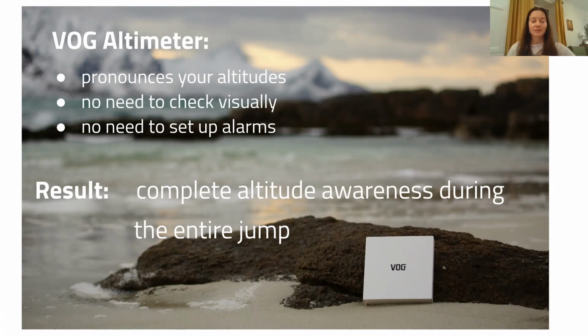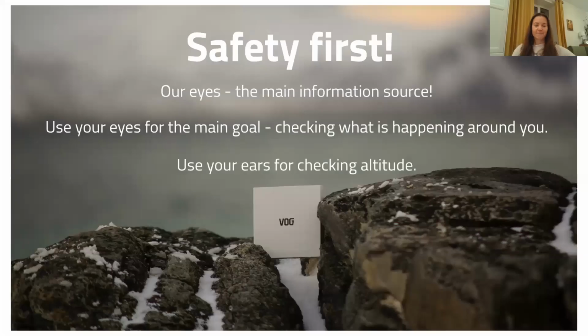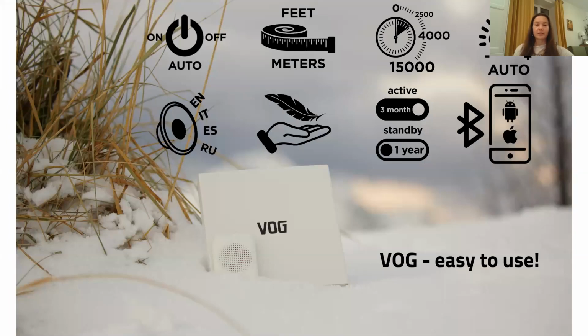Everything happens automatically out of the box. The altimeter turns on at takeoff, and it switches off after your landing. It adjusts the zero level. It controls the volume level. It has all essential altitudes set by default. And the battery can last up to 3 months if you use it, and up to 1 year without being used.